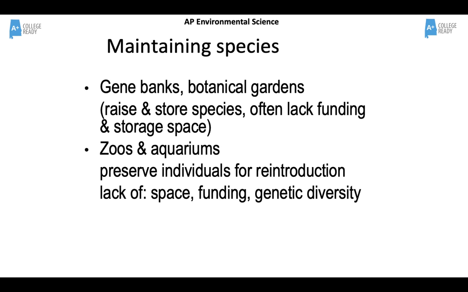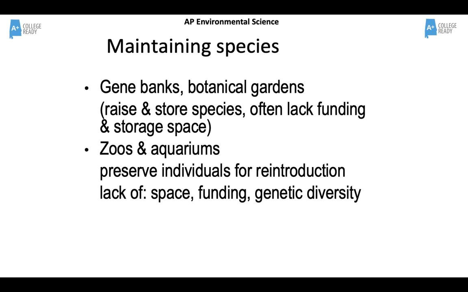So we can attempt to maintain species in many different ways. Those that are endangered, we have started gene banks. Zoos have changed their mission statement over the years. Now it's not just to go look at animals, but they have breeding programs for endangered species, but also they've created gene banks that will store DNA. And then botanical gardens are doing the same thing.